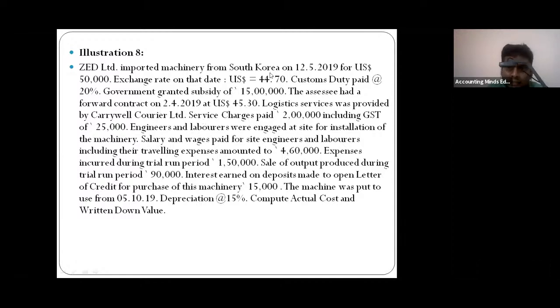Yes. Next, what is the customs rate? How much? 20%. Customs duty has to be paid. When you import something, you have to pay customs duty. So the customs duty is 20%.